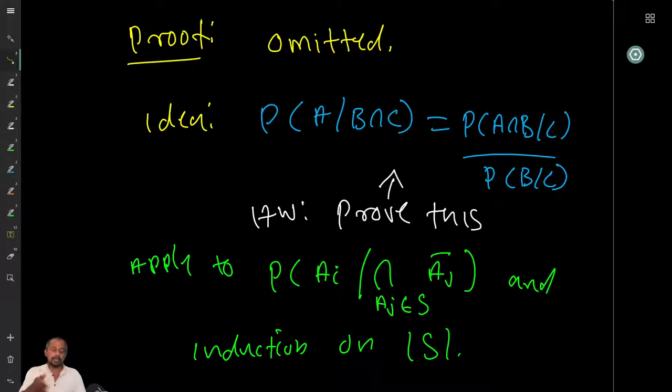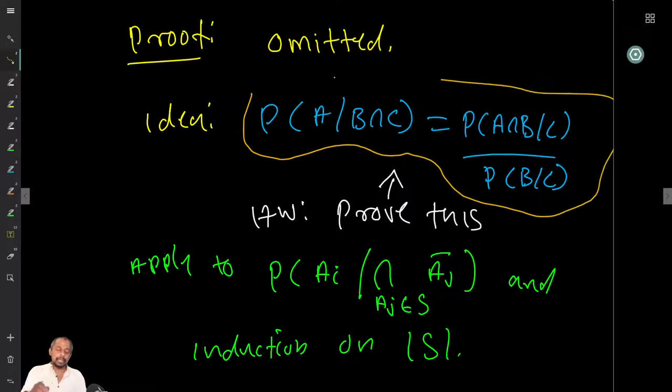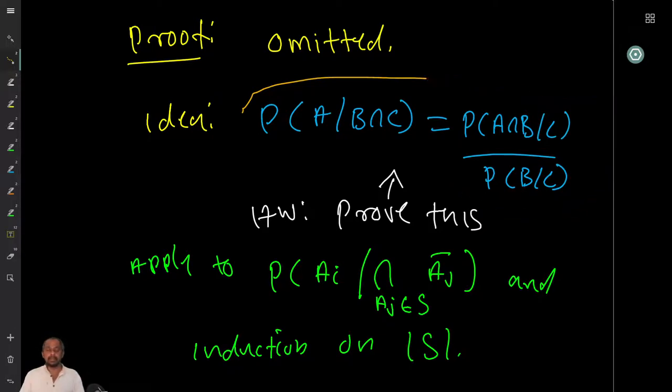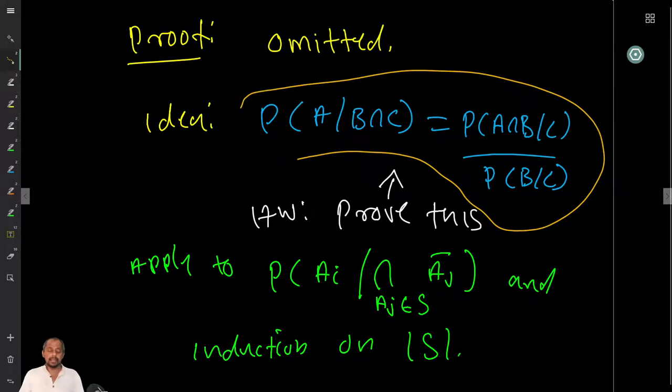Before that, the proof, I'm omitting the proof. The idea is very simple. As I mentioned, the idea is that you want to first show this result: the probability of A given B intersection C is equal to the probability of A intersection B given C, divided by the probability of B given C. This is something very easy to prove. Suppose you can prove this identity.